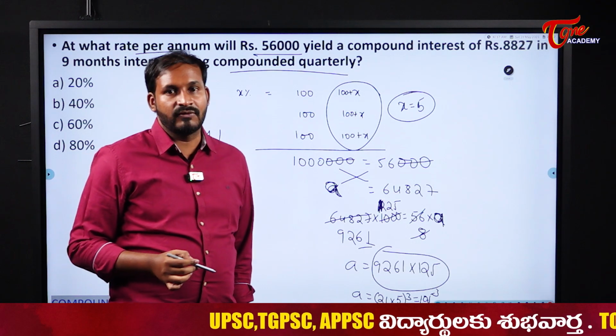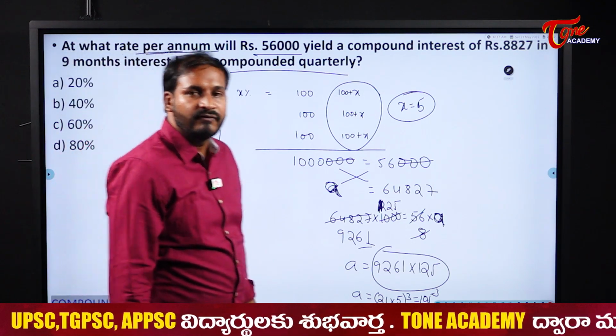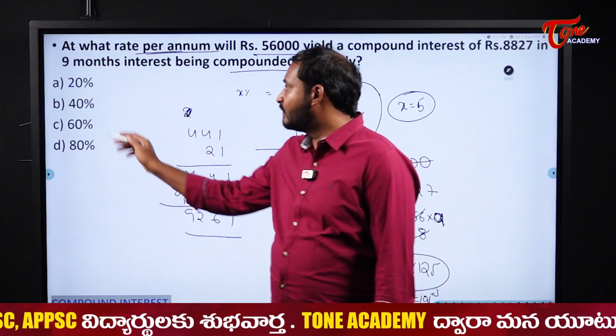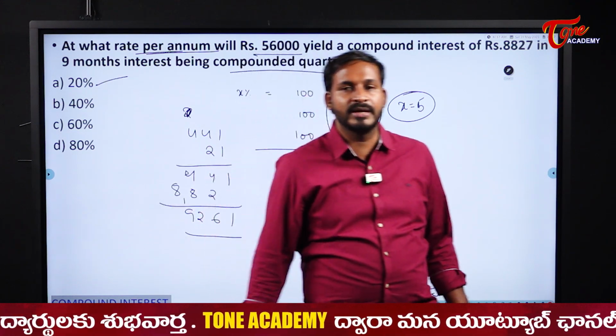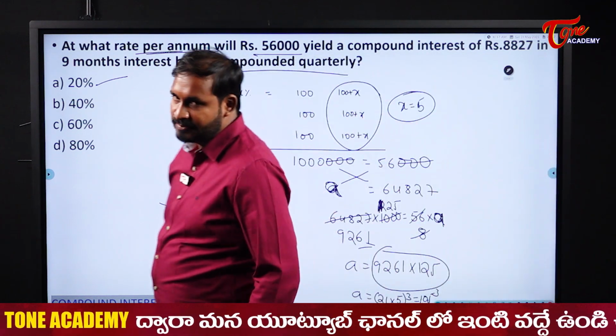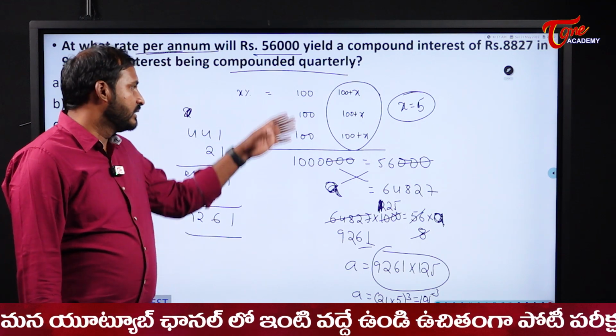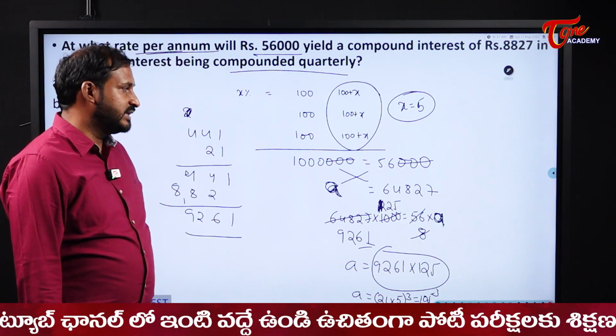This is for what? Quarter year. But they are asking per annum. Per annum means what? 5 fours are 20. So the rate of interest here will become what? 20% per annum. This is how we will get the answer. Okay, we are getting the answers in this manner.